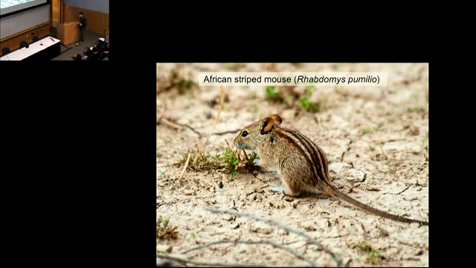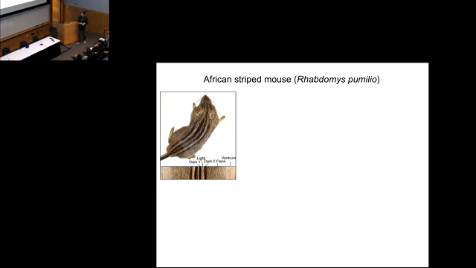And so the species that I'll be focusing on today is the African striped mouse, Rhabdomys pumilio. It's a species that has many interesting aspects about its biology, which I won't go into a lot of detail, but obviously the most salient feature, at least for me, is the fact that it has this very cool pattern of dorsal longitudinal stripes. And so we use this diagram to illustrate the pattern.